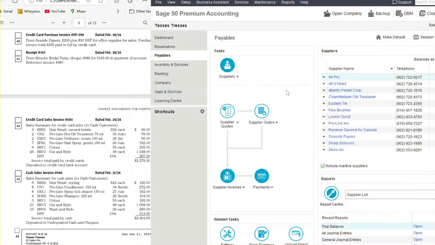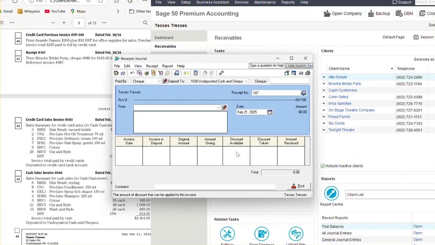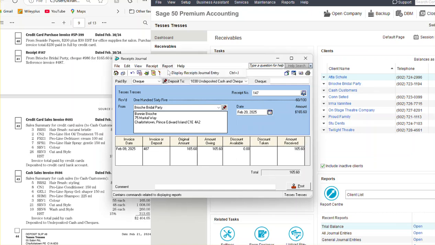I will close it. Next one, I'm receiving money. So this is a receipt from Who Broke Bridal. So I will go into receivable, double click. You're going to go to bridal. I will do this, and my date is the 20th. Your transaction should look like that.